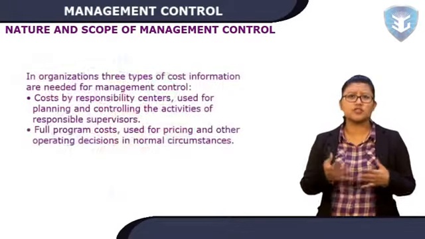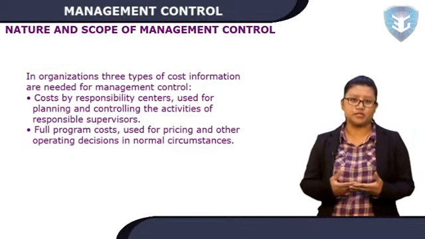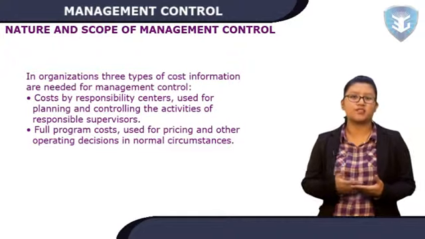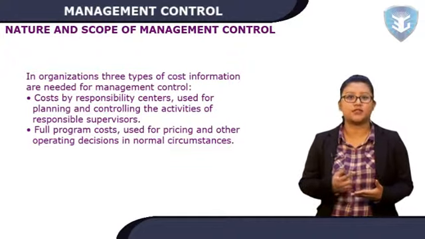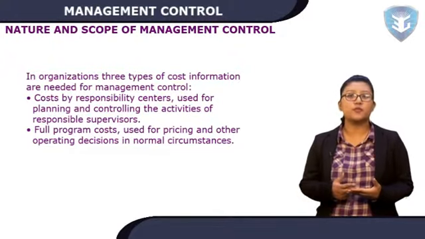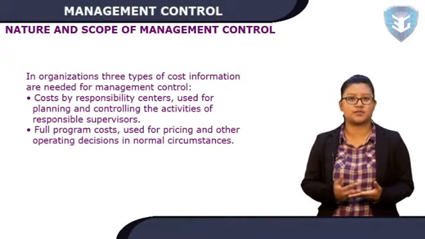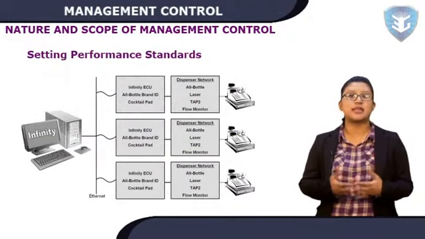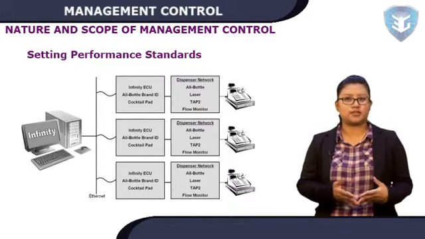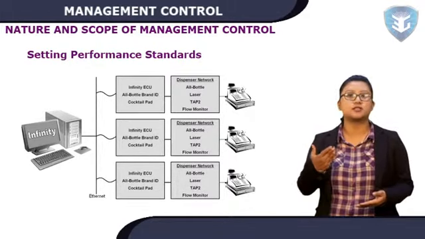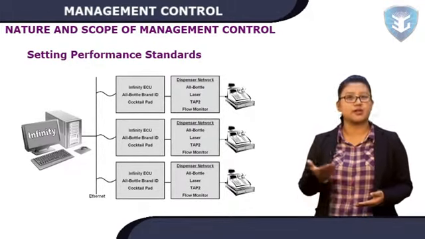In organizations, three types of cost information are needed for management control. Costs by responsibility centers, used for planning and controlling the activities of responsible supervisors. Full program cost, used for pricing and other operating decisions in normal circumstances. Setting performance standards: targets of performance are laid down for the total organization, for each one of its divisions, departments, sections, and for each employee.